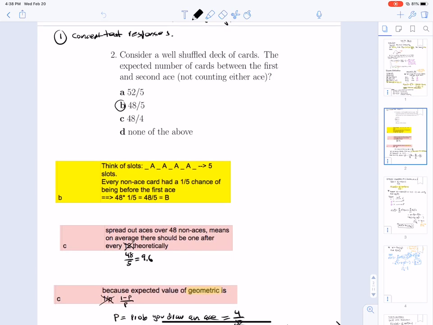One student who said C said spread out aces over 48 non-aces means on average there should be one after every 12 theoretically, but actually it's 48 over 5, so it's 9.6.